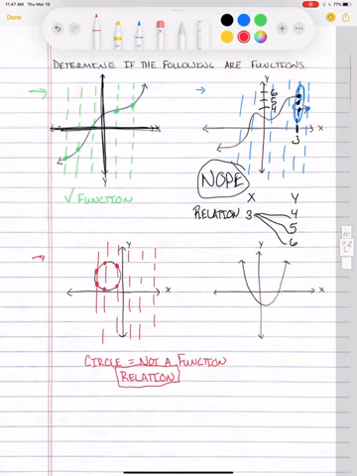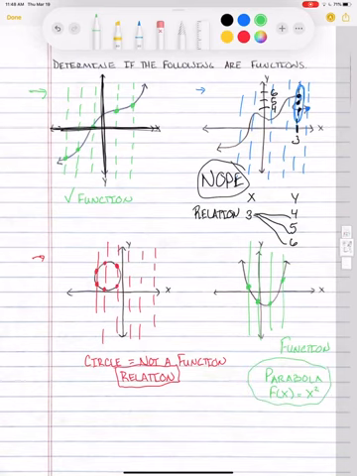And then our last one here, go back to green. I can draw vertical lines all over this thing, and each time it's only going to cross at 1 point. So this here is a function. This is actually a parabola, which we have talked about previously. Parabola. This is representing a quadratic function, so f of x equals x squared. We did a whole lot of stuff with those. But let's move on.